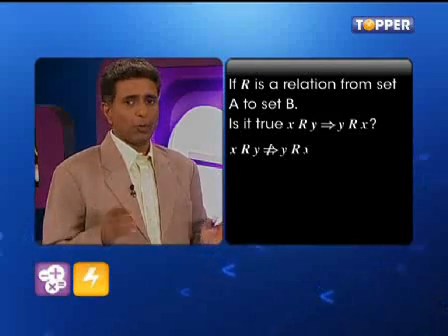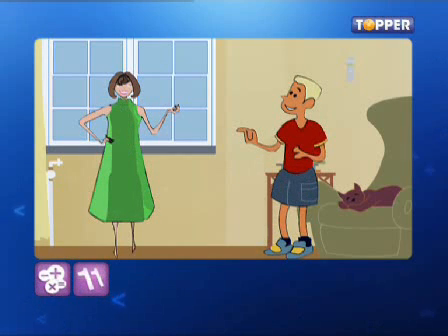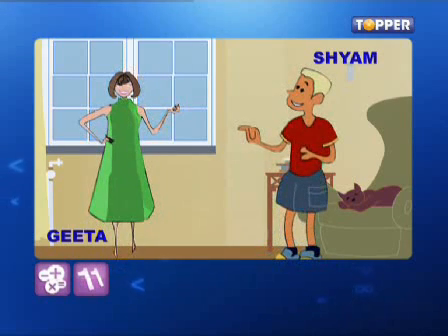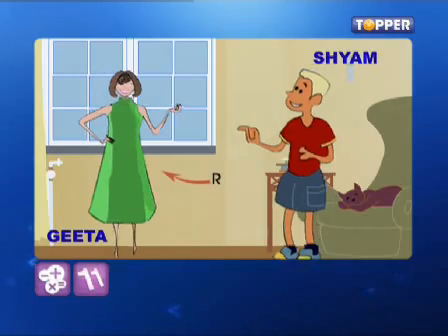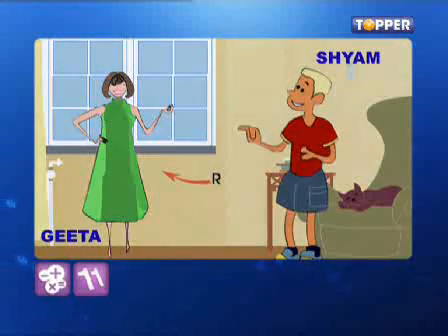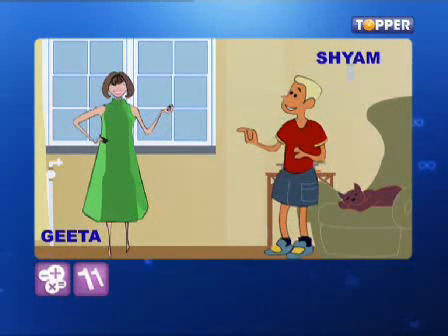The answer is no. Consider the relation "is the brother of" on human beings. Now Shyam is the brother of Geeta. So Shyam Geeta is in R. But Geeta is not Shyam's brother. She's actually Shyam's sister, of course. So Geeta Shyam is not in R.